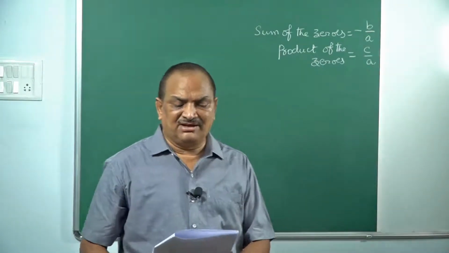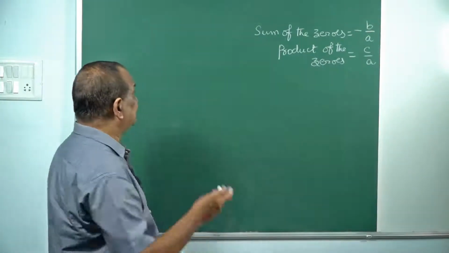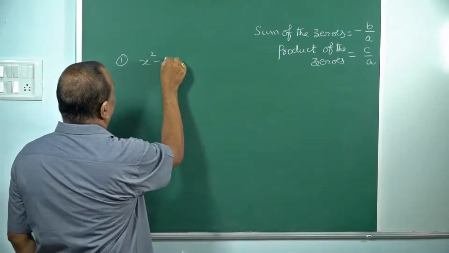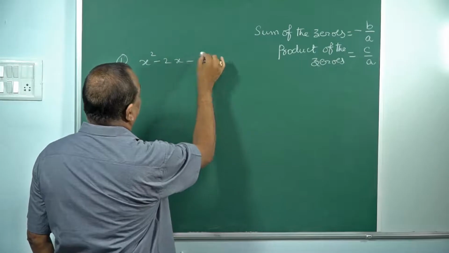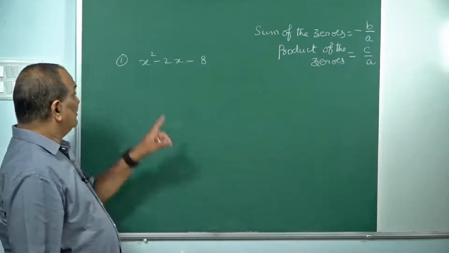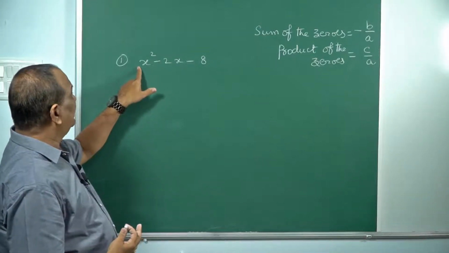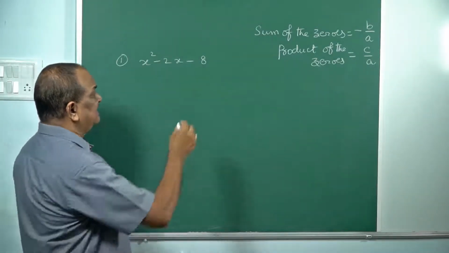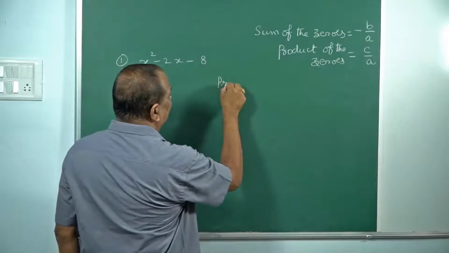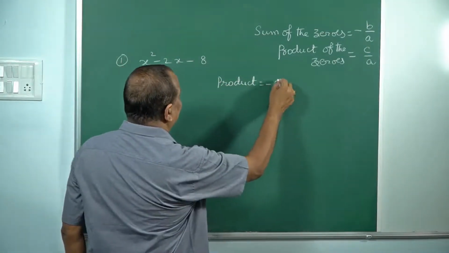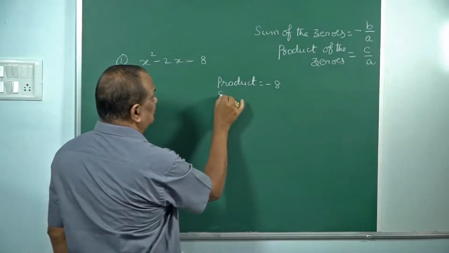I take, say, one polynomial given here, my first problem, x square minus 2x minus 8 is given. This is the quadratic polynomial. How do I factorize that? This is 1, so don't worry about it. 1 times this minus 8 is minus 8. So I need product to be minus 8, and sum must be minus 2.